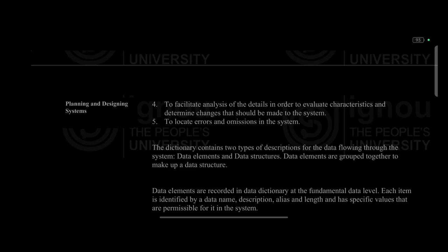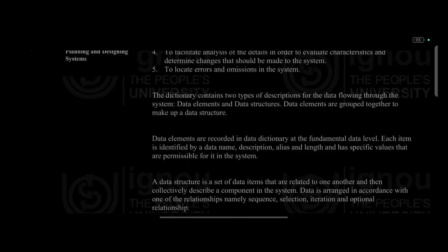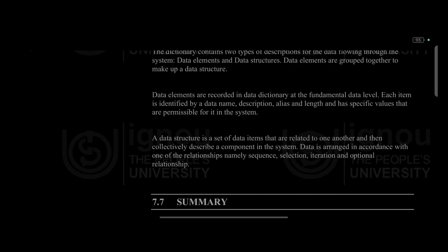The dictionary contains two types of descriptions for the data flowing through the system: data elements and data structures. Data elements are grouped together to make up a data structure. Data elements are recorded in the data dictionary at the fundamental data level. Each item is identified by a data name, description, alias, and length, and has specific values that are permissible for it in the system.